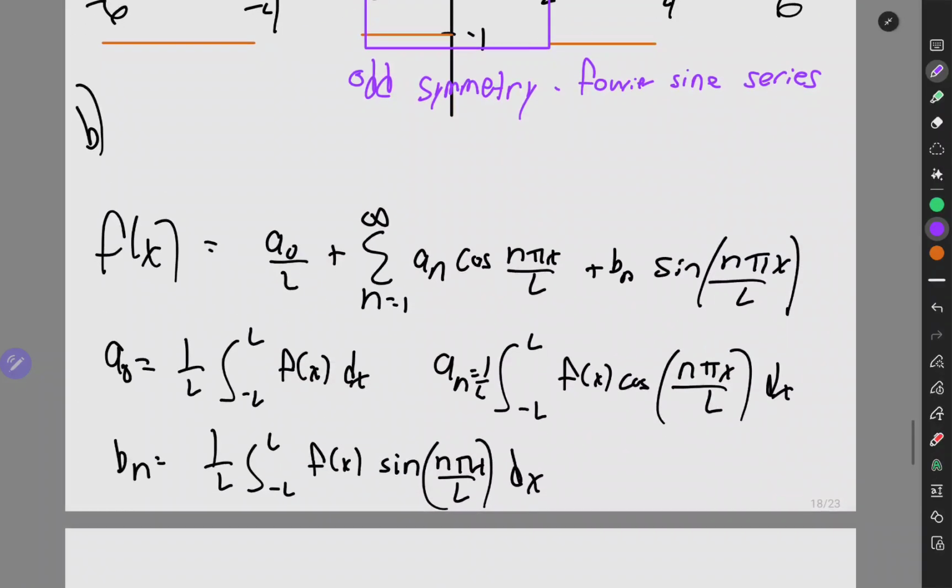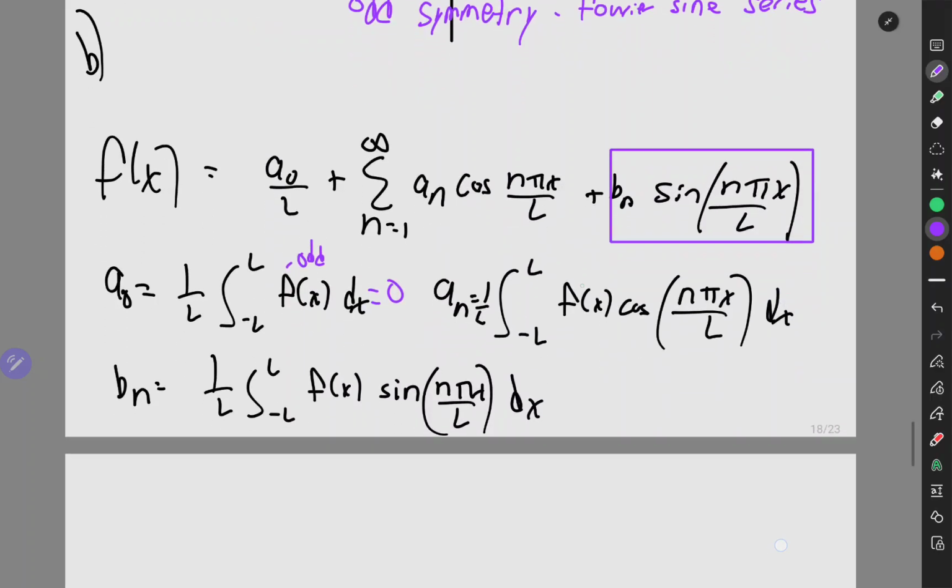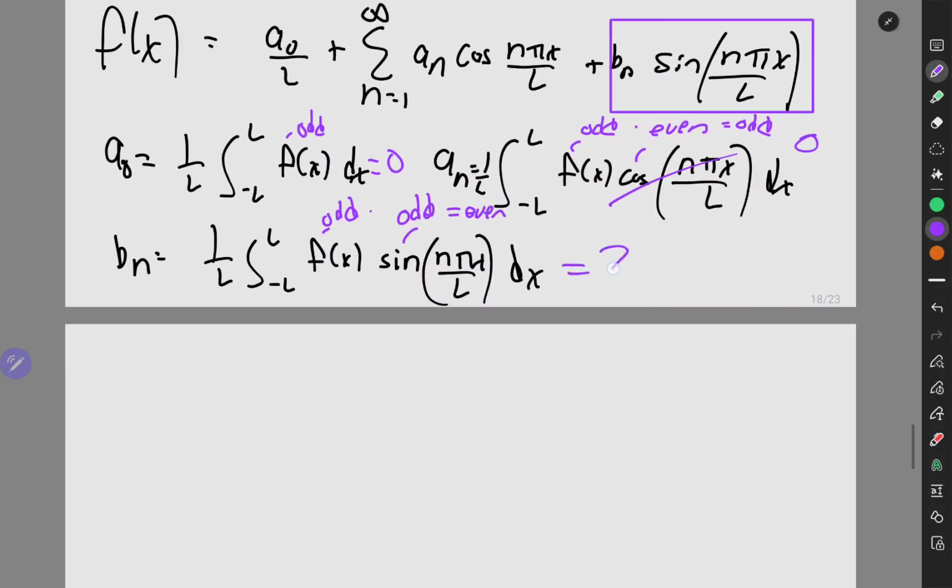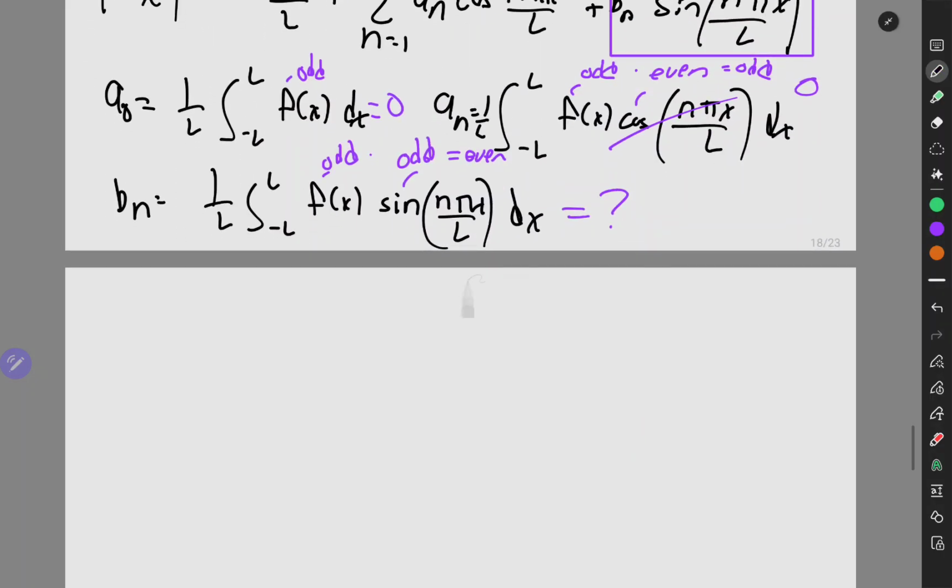Because if you take a look, this is the only term that we're going to be left with. You know how I know? Let's take a look. F of x is odd. We determined that. Integral of an odd function is 0. A sub n, this is odd. Cosine is even. Odd times an even is an odd. This is 0. Here we have an odd, here we have an odd. Odd times odd is actually even. So we will have a b sub n. Okay, so we have to solve for b sub n. So that's the only term we have.